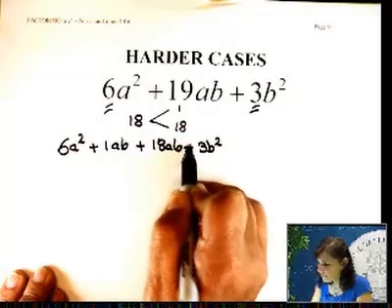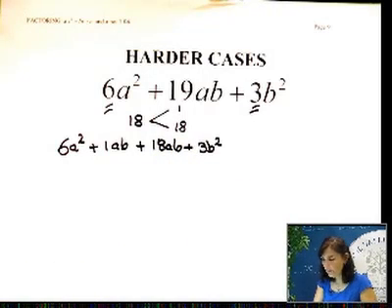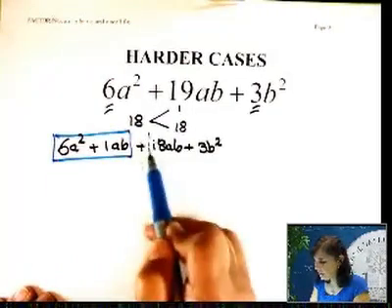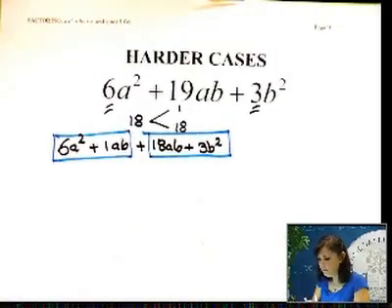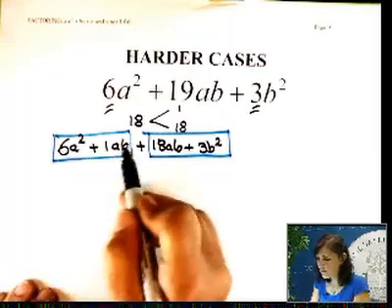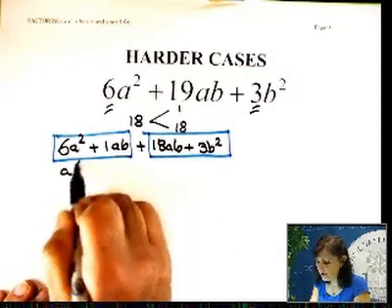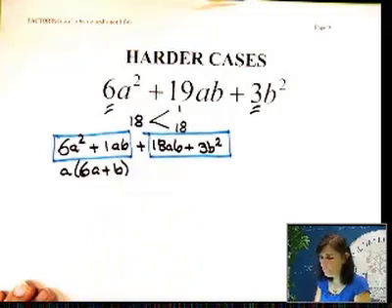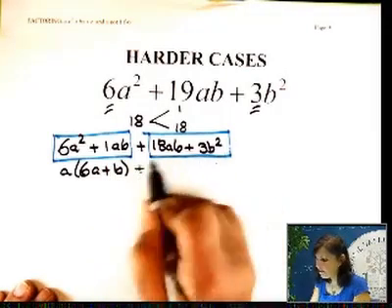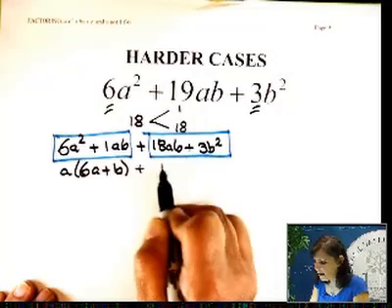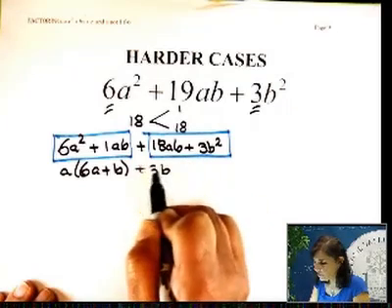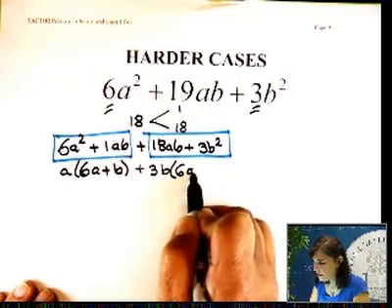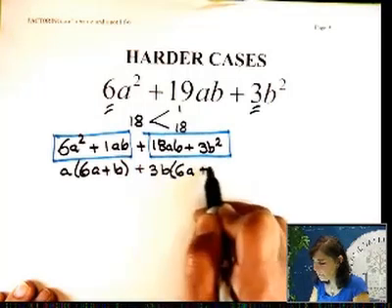Do you see it? All right. I'm going to put my rectangles around, and let's take these out. What comes out of 6a squared plus ab? So a comes out. I have a 6a plus b. Do you see that? Then I do the same thing. What comes out of here? A b will come out, and a 3 will come out. Do you see that? What do I have left? A 6a plus 3b came out, a b.